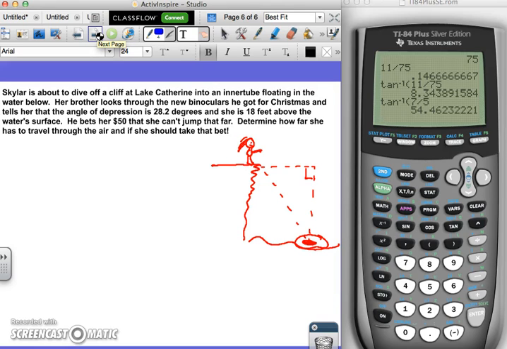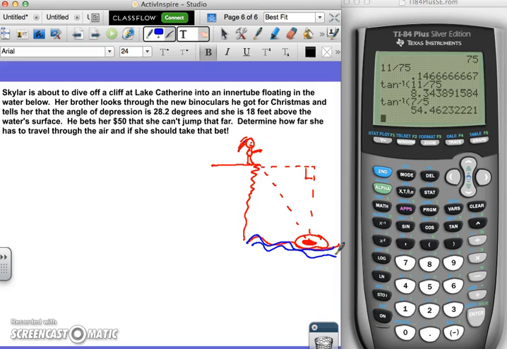Skylar is about to dive off a cliff at Lake Catherine into an inner tube floating in the water below. Well, it sounds good. We got Skylar up here, see her flowing hair and her flowing locks. Here's an inner tube floating down here in the water. Guess the water should have been blue, sorry. Her brother looks through the new binoculars he got for Christmas. Well, isn't that just sweet? Probably got it from Grandma. And he tells her that the angle of depression is 28.2 degrees.